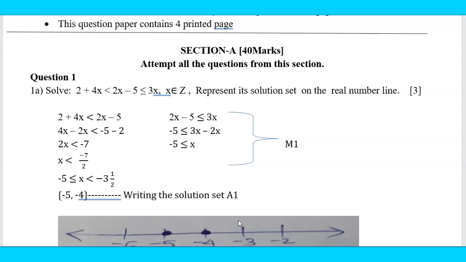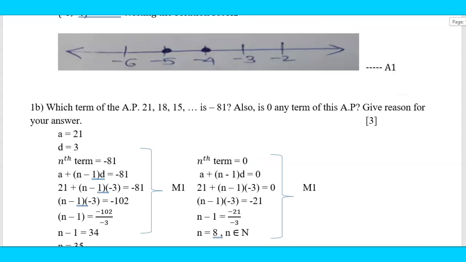Now, correct number line. Writing the correct number line, you will get 1 mark. Here, when you write the number line, you have to put arrow mark on both ends and see that one extra number on both sides. That is necessary. And now we'll move on to the question number 1B.